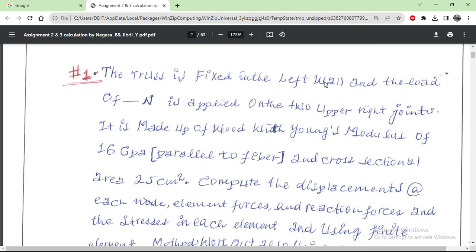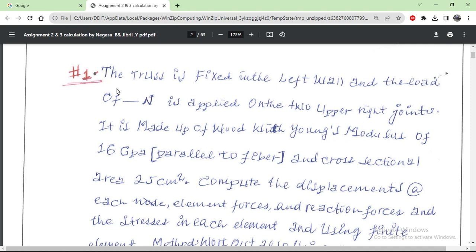Okay, welcome to our presentations. Today we will see some assignments on finite element analysis. Those assignments are basic for every master student. So we will see some parts of the questions.